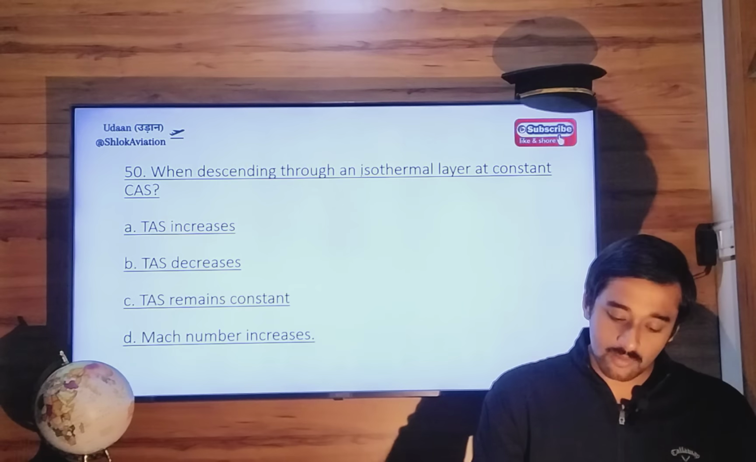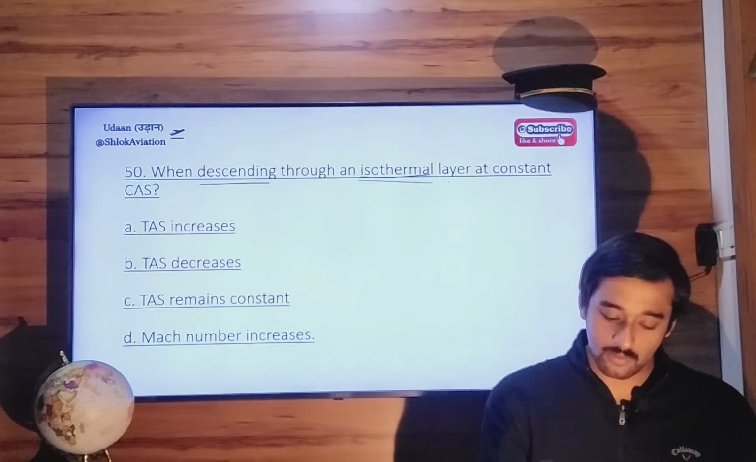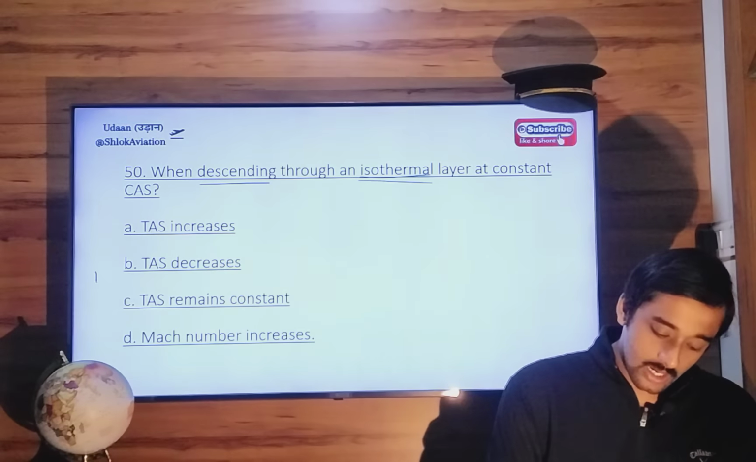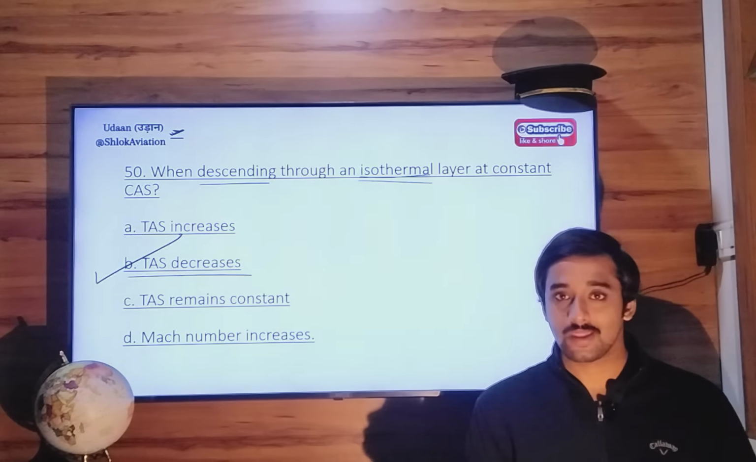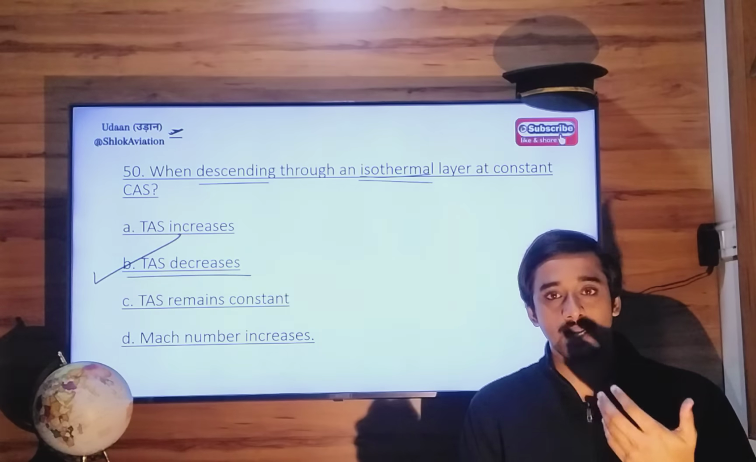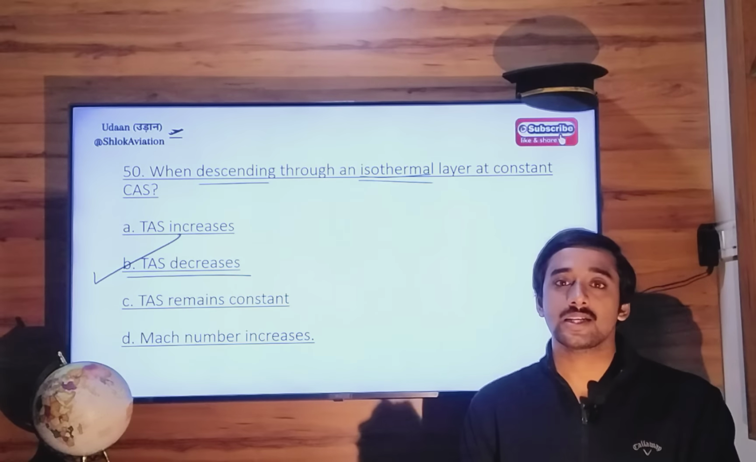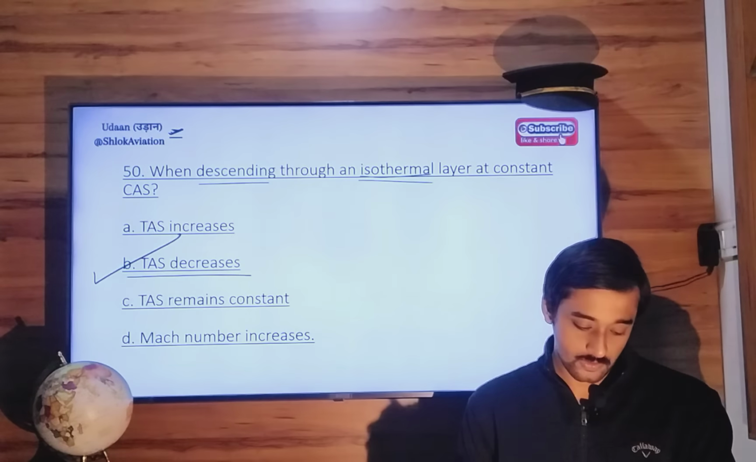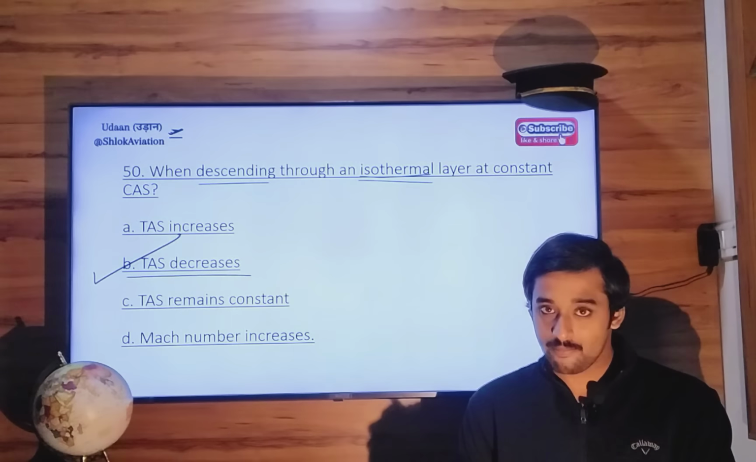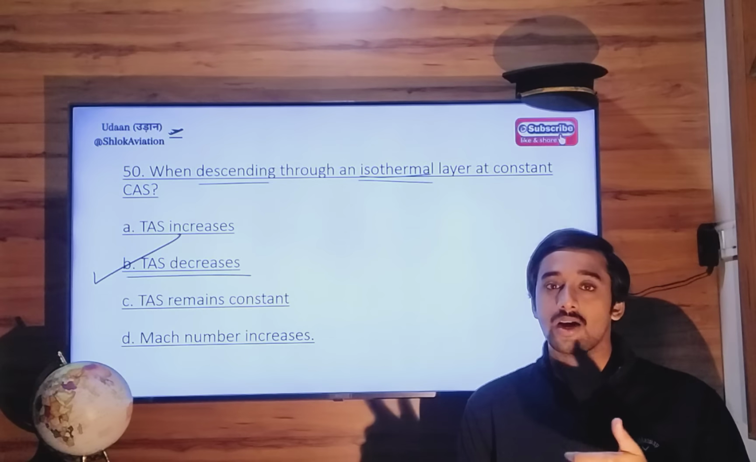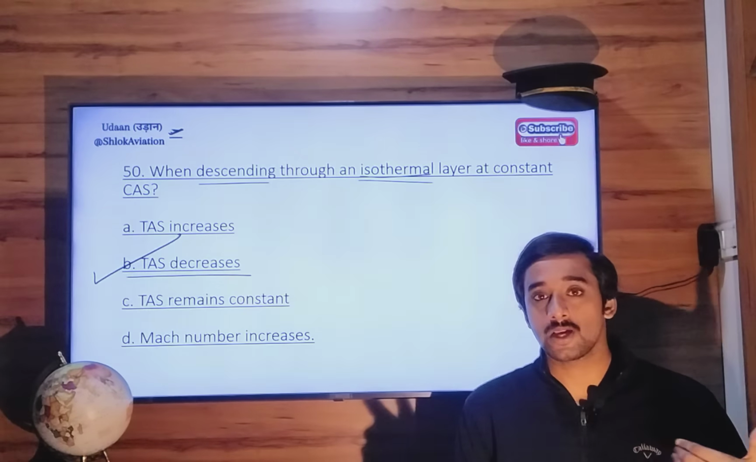Descending through an isothermal layer, you are descending isothermal at constant calibrated airspeed. So your TAS should decrease. Opposite will happen. When you descend to lower altitudes, pressure increases, dynamic pressure registered will increase, so calibrated airspeed will also increase in value. But if you don't want that to happen, you want to maintain it constant, what you will do is you will take away something from it.